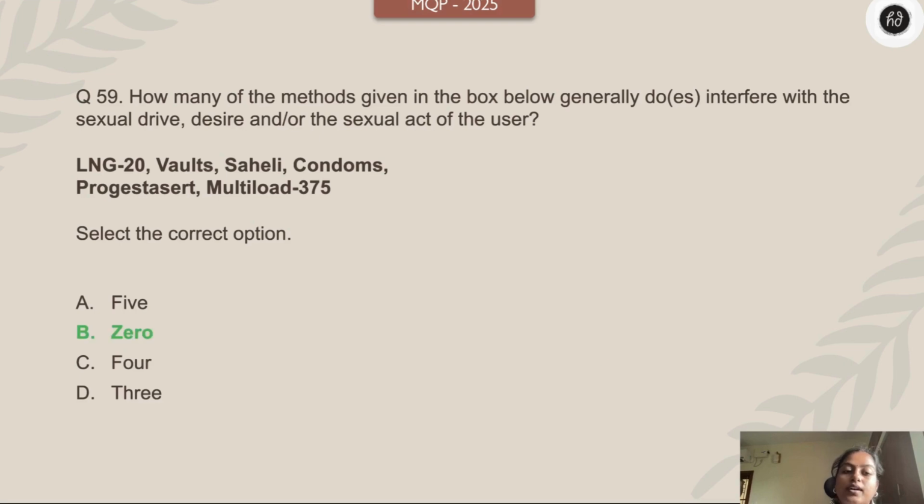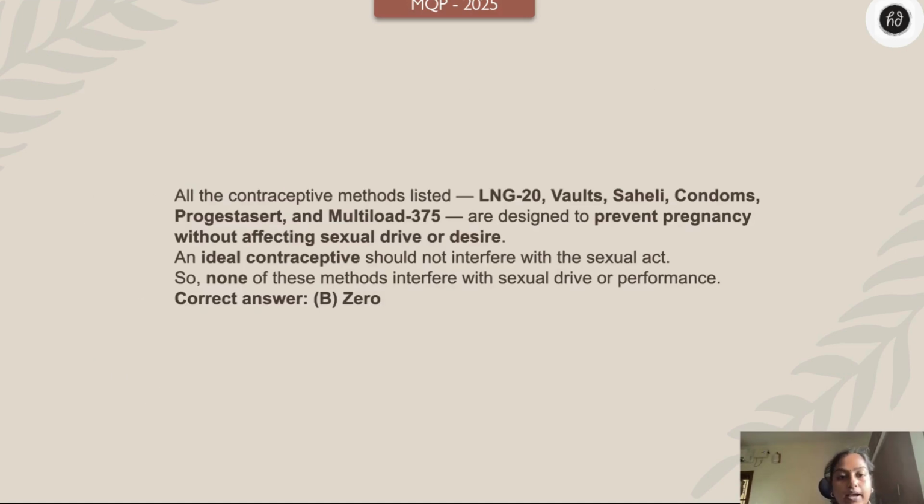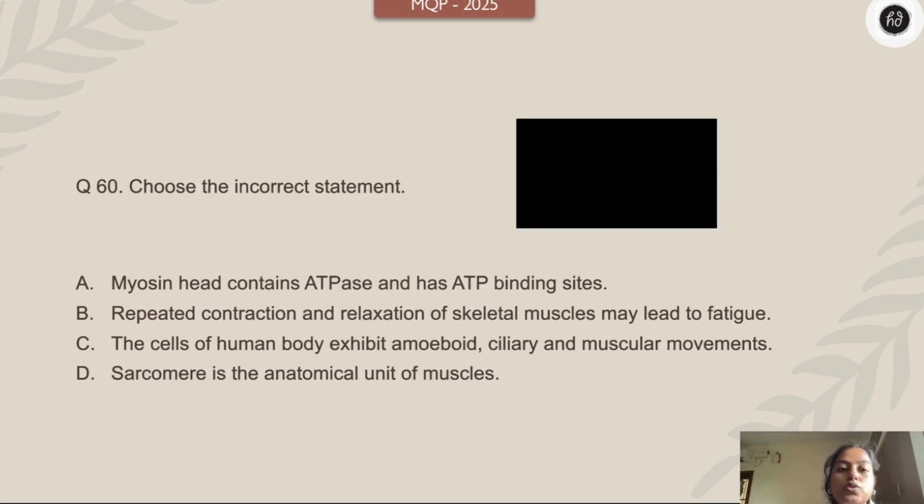Alright, students, the answer is 0 because none of them will interfere with the sexual drive, desire or sexual act, because all of these are contraceptive devices which will prevent pregnancy, which will prevent fertilization from happening. They have nothing to do with the sexual drive, desire or the sexual act. Correct? Yes.